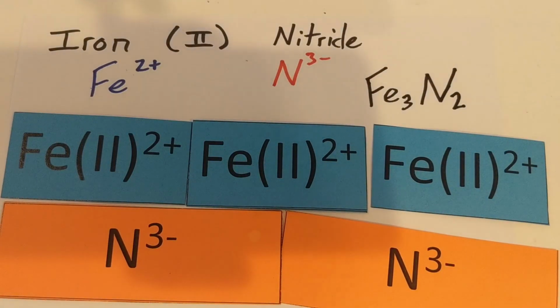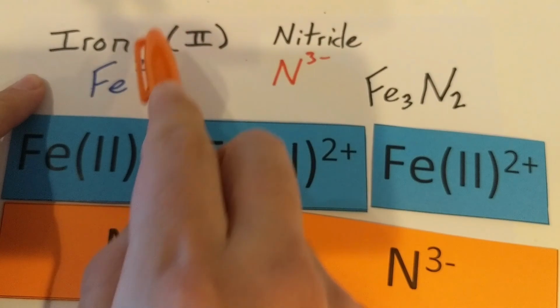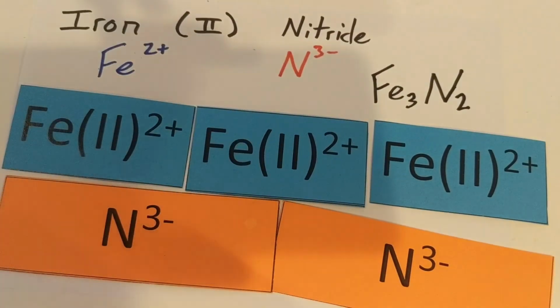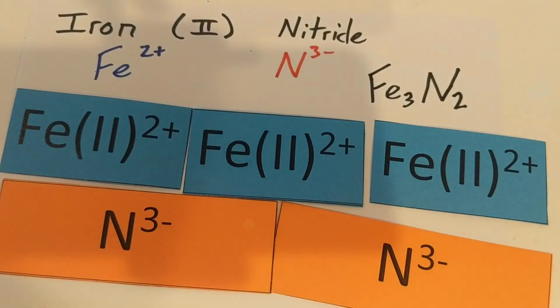So again, I'm going to recap the main part where students make a mistake. This right here is the charge we see in our ion. And this number down here is how many ions we have in that compound.